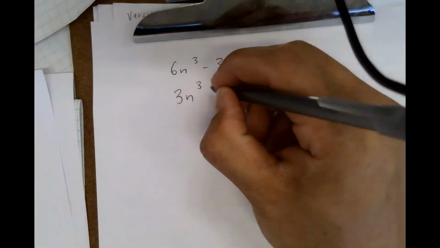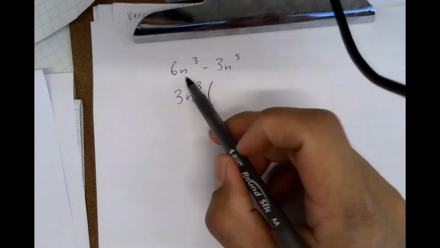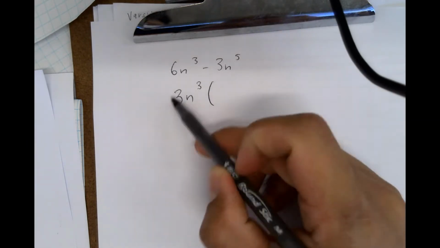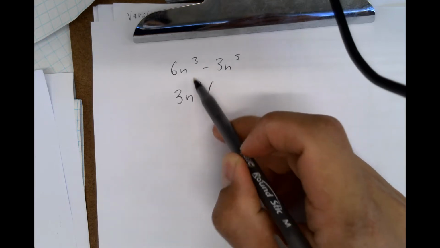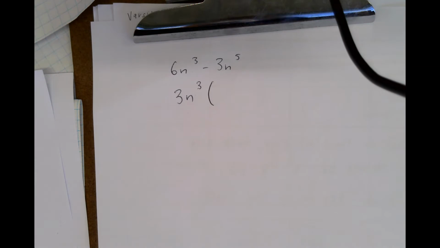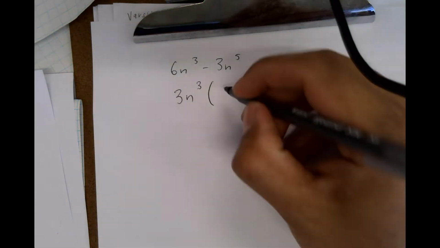So again, we're trying to think about what number and what variable to the highest degree. So essentially what you're doing is you're dividing both of these things by 3n to the third. So for this first one, if we divide it, we can take out all of this, and to get from here to there, what is that number? So if you divide 6n to the third by 3n to the third, what are we left with? Right, 2. So in parentheses, we're going to have 2.